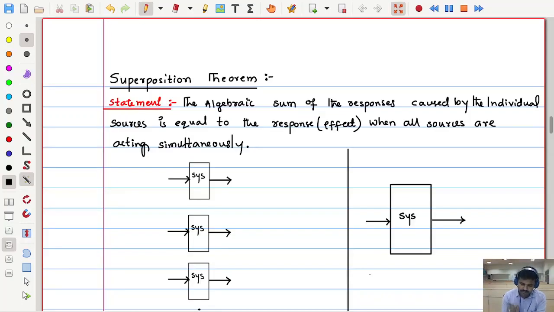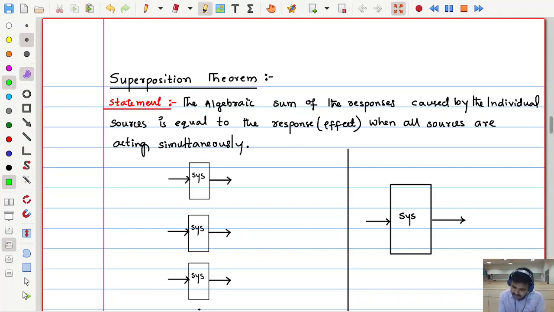So let us see this. The superposition theorem states that the algebraic sum of the responses caused by the individual sources is equal to the response when all sources are acting simultaneously. This is the statement of the superposition theorem. I just want you to understand this statement very clearly.